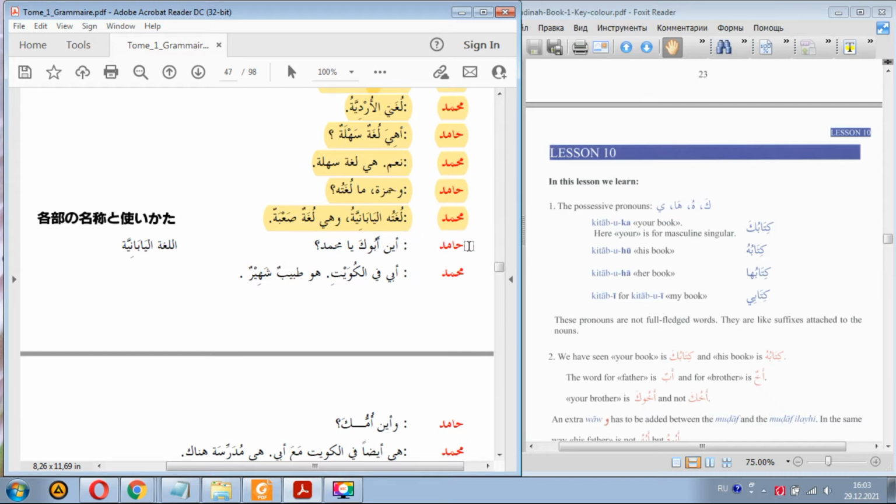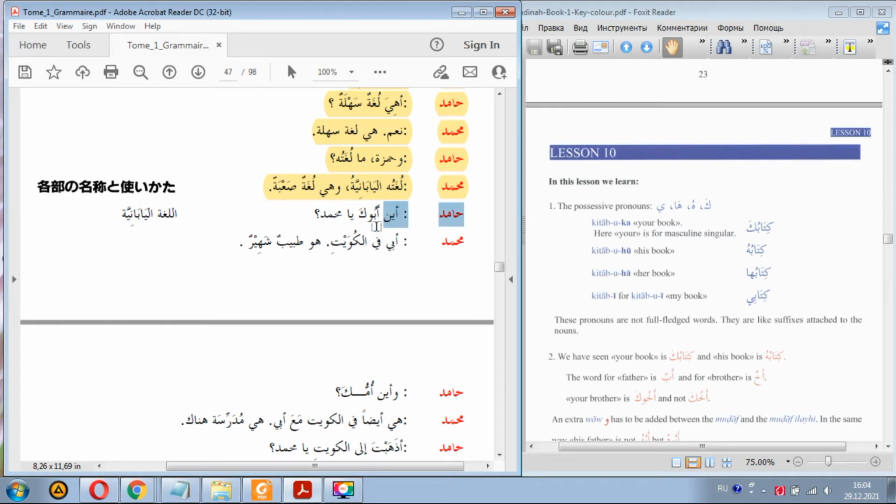Well, I don't agree with that. The Arabic language is hard, but not as hard as it seems to people sometimes. It's not that hard, believe me. Inshallah, you will see that, and you will get to the same conclusion, inshallah. So Hamid says, Aina abuka ya Muhammad? And here you can see something that might look controversial to you, like abuka.